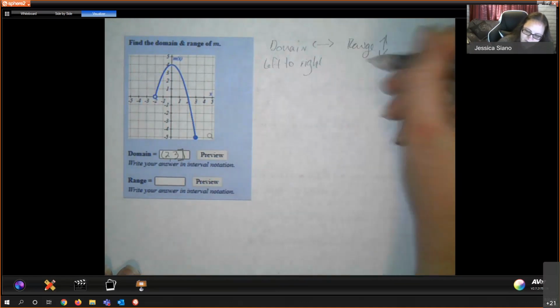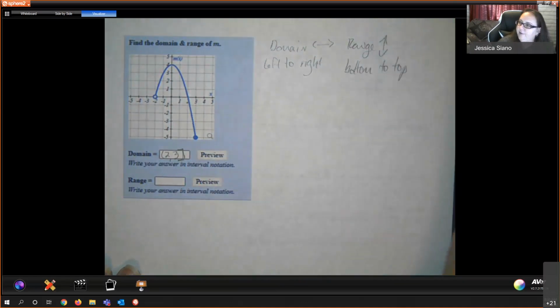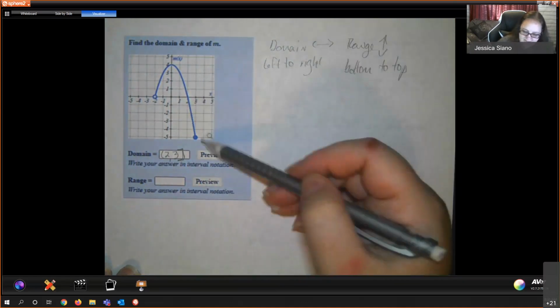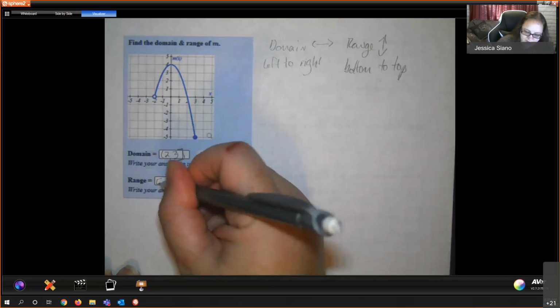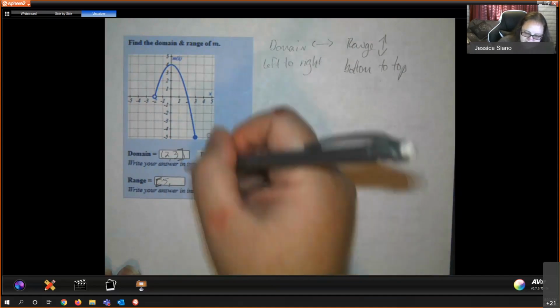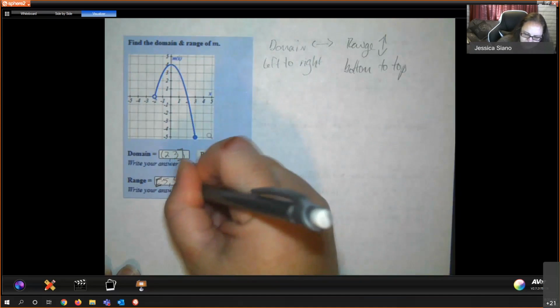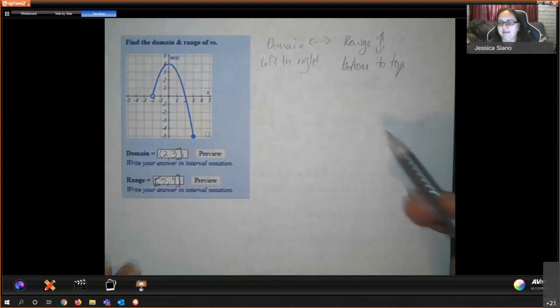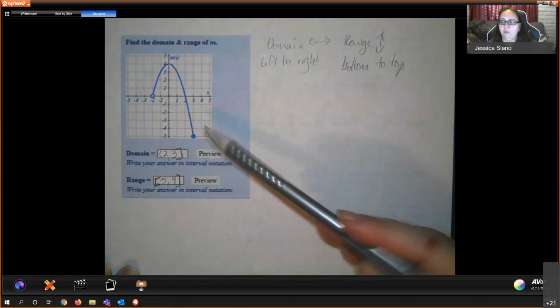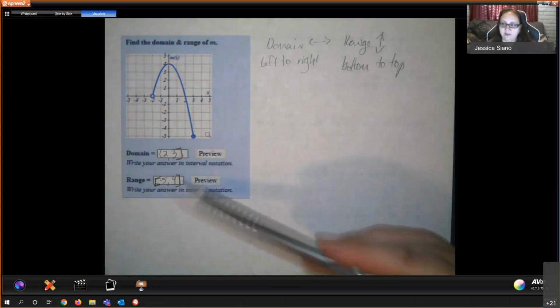And for range, we go bottom to top. So we start at the bottom at -5, and -5 gets a bracket. And then we stop at the top at 4, and 4 gets a bracket as well because it is on the line. Any point on the line would be a closed dot if we were to graph that point. So any point on the line gets a bracket.